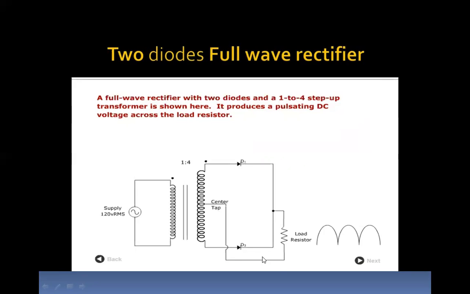Both the cathodes are made short, you can see here. After making these two cathodes short, we have taken one terminal from here and connected a load resistance. The other part of the load resistance, we have to connect to the center tap of the secondary coil. This is how the connections are made.